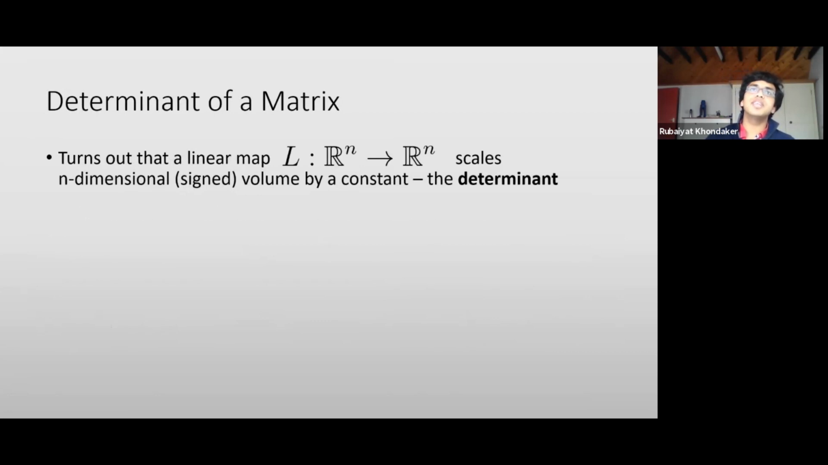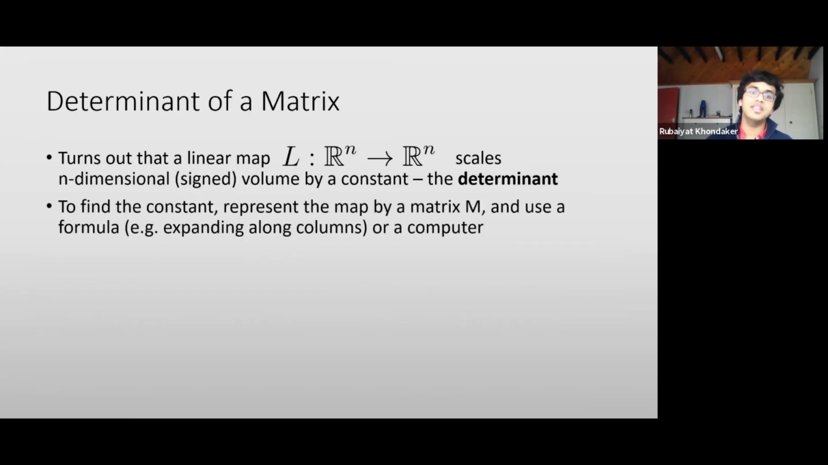It turns out that if you've got a linear map from and to n-dimensional space, it scales n-dimensional volume, or signed volume, where you take into account orientation, by a constant. And that's called the determinant of that linear map. If you want to find that, what you do is represent the map by a matrix M, and then you just use some determinant formula, like expanding along columns, or a computer maybe.